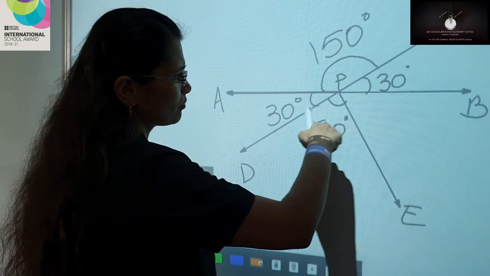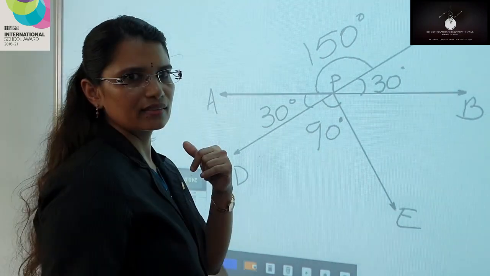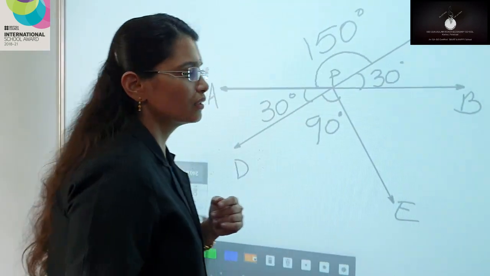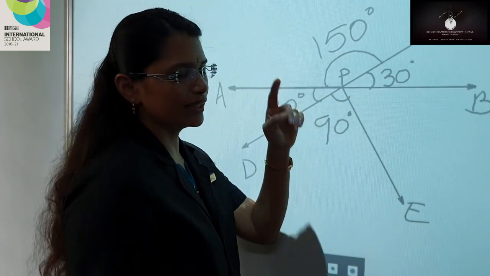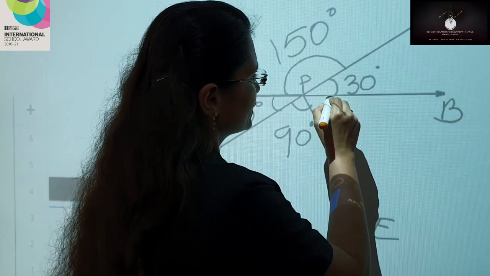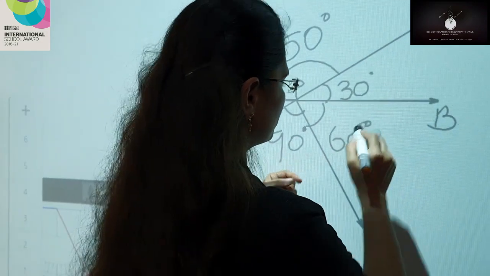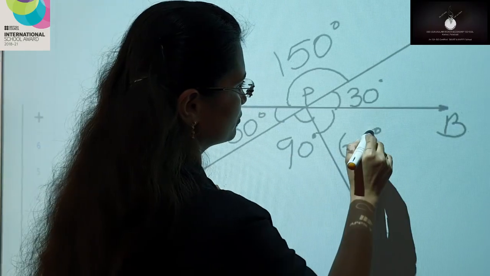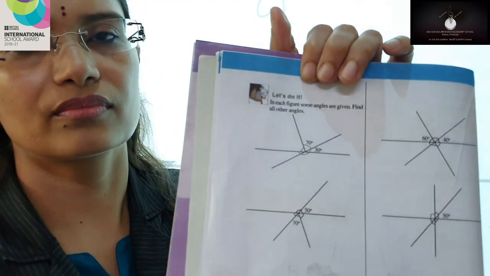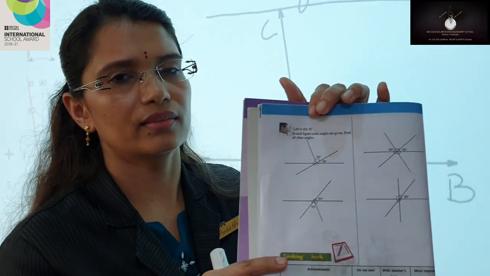So here 30 degree, here 90 degree. So what is 30 plus 90? 30 plus 90 is equal to 120 degree. Then 180 minus 120 is equal to, what is 180 minus 120? 60 degree. These 4 questions are there. You need to do this as homework.